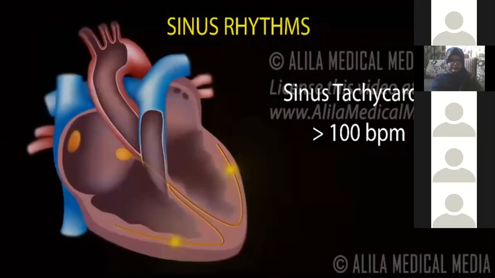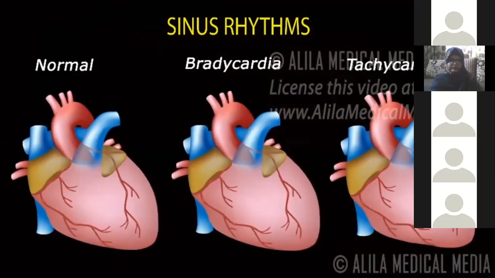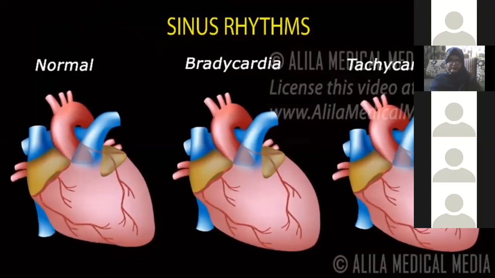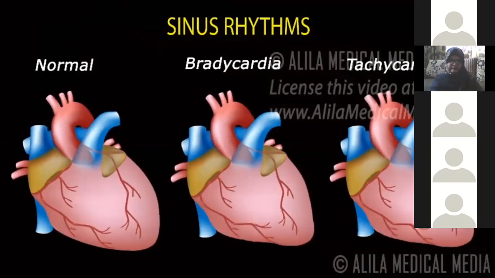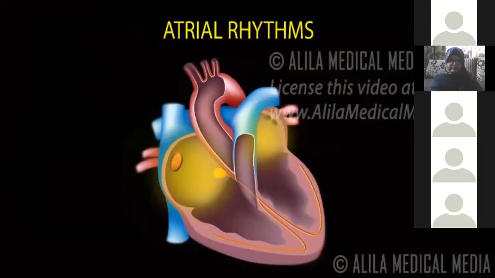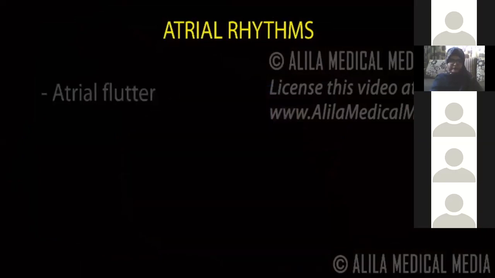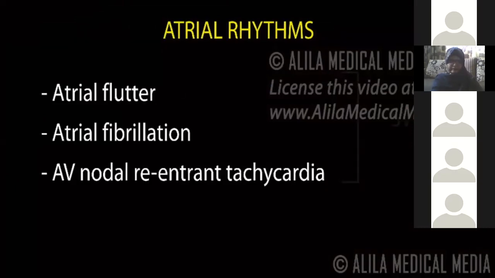Sinus bradycardia and sinus tachycardia may be normal or clinical depending on the underlying cause. For example, sinus bradycardia is considered normal during sleep, and sinus tachycardia may be normal during physical exercise. Cardiac arrhythmias that originate from other parts of the atria are always clinical. The most common include atrial flutter, atrial fibrillation, and AV nodal reentrant tachycardia. These are forms of supraventricular tachycardia, or SVT.